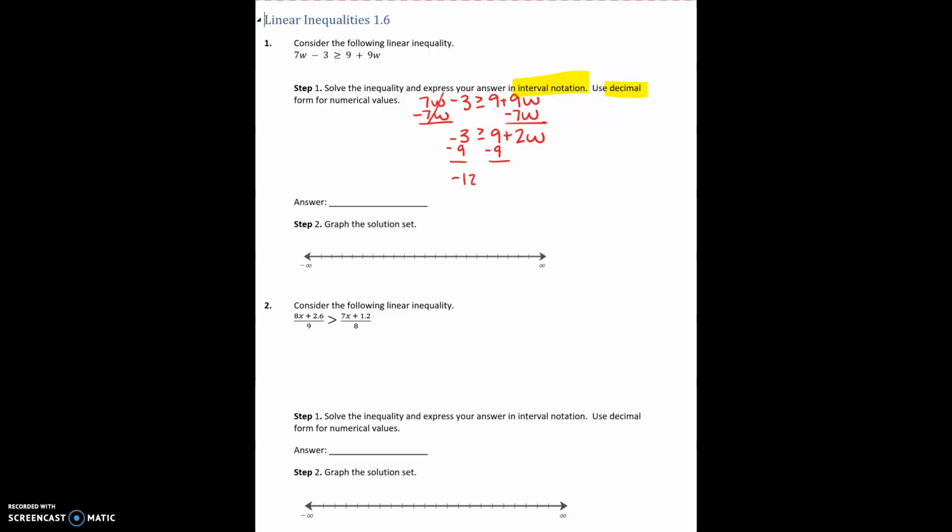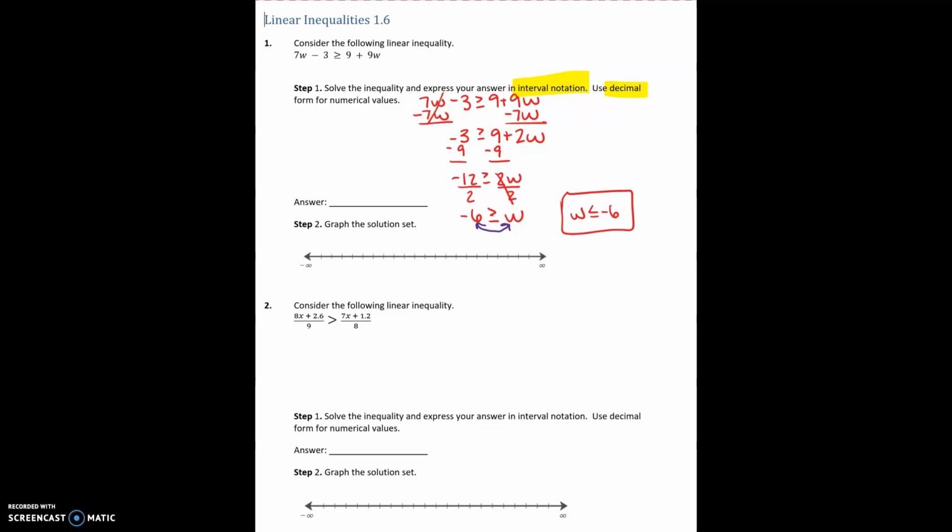So that'll give me negative 12 is greater than or equal to 2w. Divide by 2. So this is negative 6 is greater than or equal to w. Now a lot of times when we graph these, we're used to seeing the variable on the left-hand side. So I'm going to switch this around before I graph. And when I do that, I'll write the variable on the left-hand side. I'll also have to switch the inequality symbol, so that'll be w less than or equal to negative 6. All right, so here's my answer.